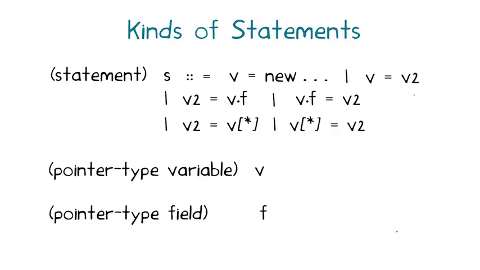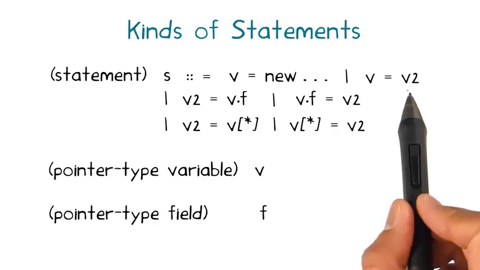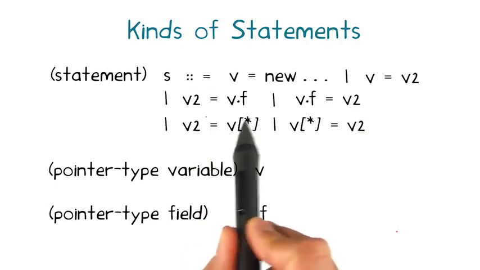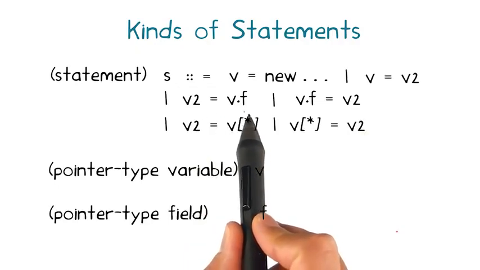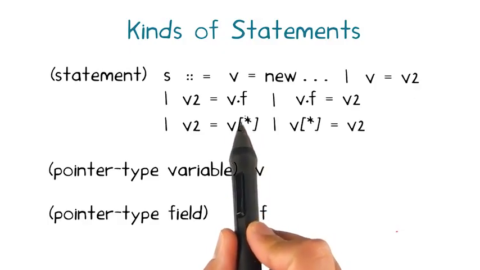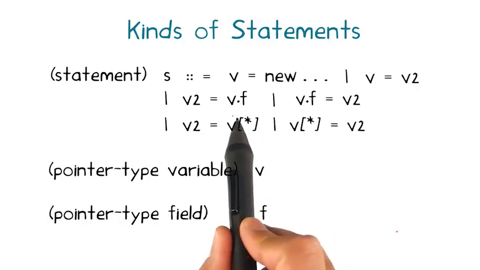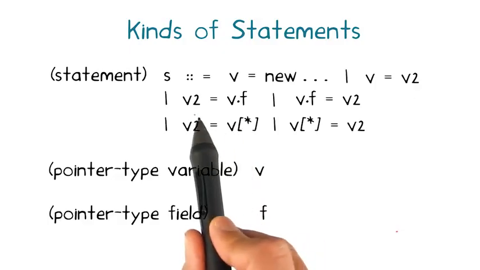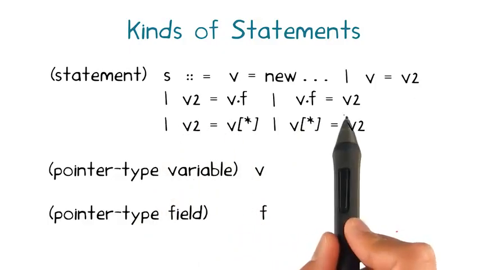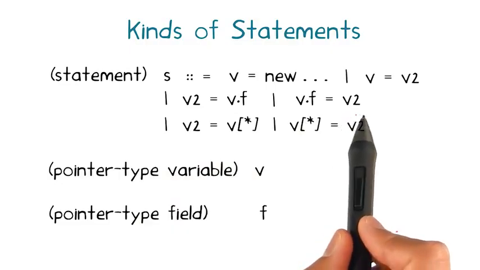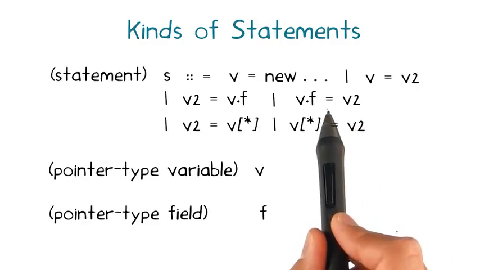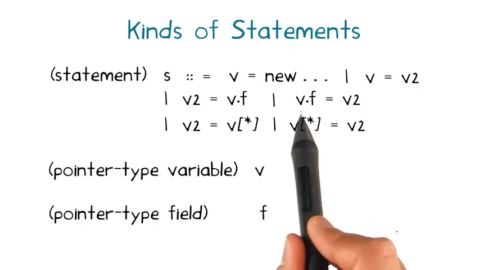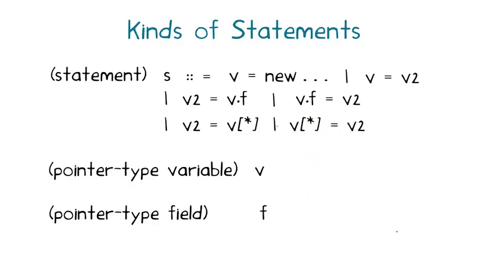In other words, we are writing the memory address stored in v2 to v. The third is a field read statement which reads the contents of a pointer-type field f from some object, here referenced by the pointer-type variable v, and stores those contents to another pointer-type variable v2. The fourth is a field write statement which writes the contents of a pointer-type variable v2 to a pointer-type field f of an object, here referenced by the pointer-type variable v.